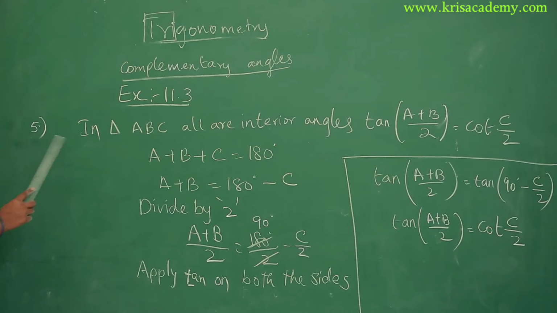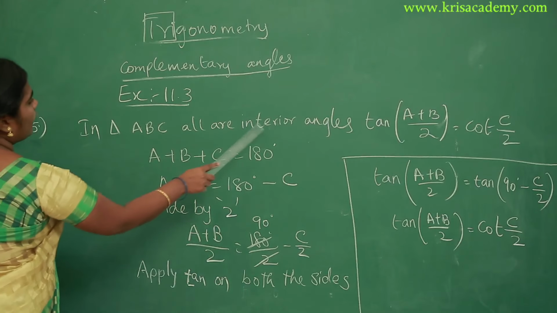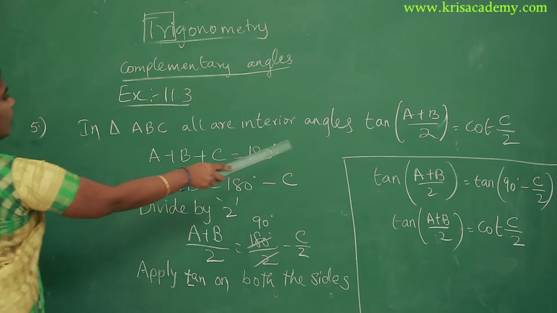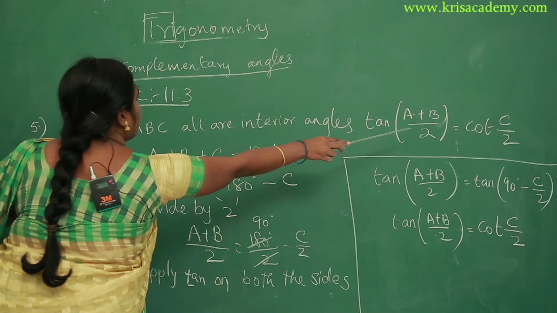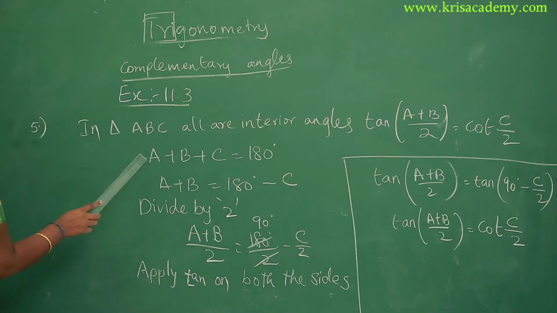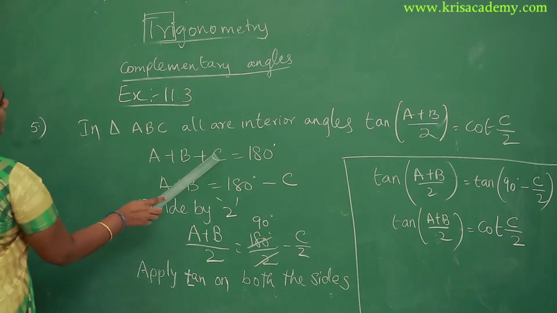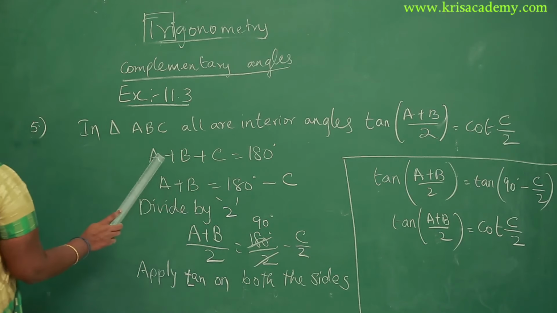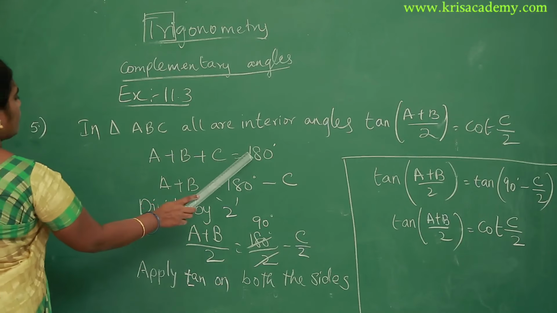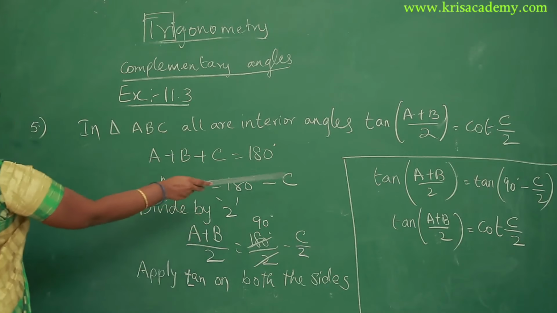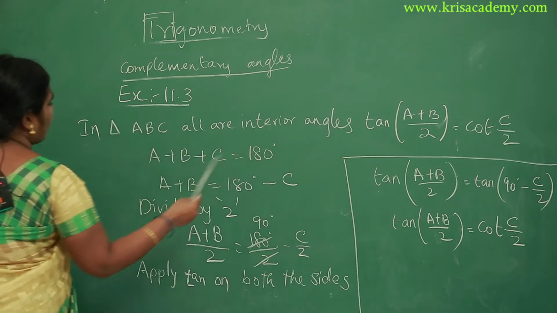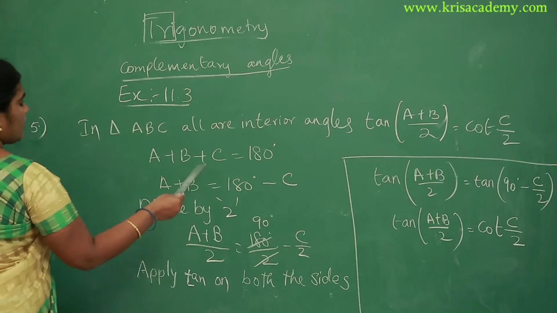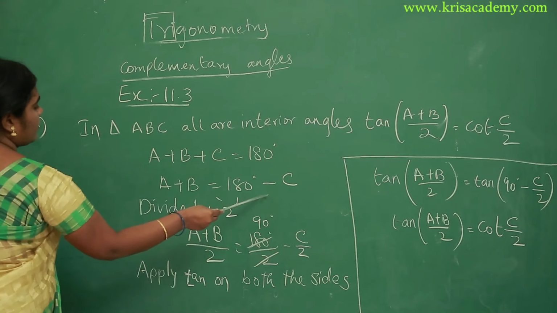So fifth problem: in triangle ABC, all are interior angles. We have to prove tan of (A plus B) by 2 is equal to cot C by 2. We already know the sum of three interior angles is 180 degrees. So A plus B plus C is equal to 180 degrees. According to your problem, A plus B is in LHS. So take plus C to RHS, it becomes minus C.